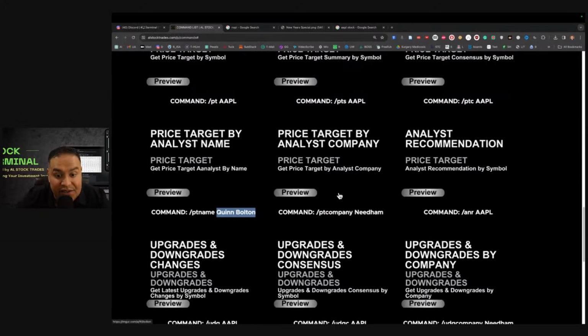All right, let's do the other one. Price target by analyst company. Again, Quinn Bolton, he's from Needham. I respect Needham. I really like their organization.